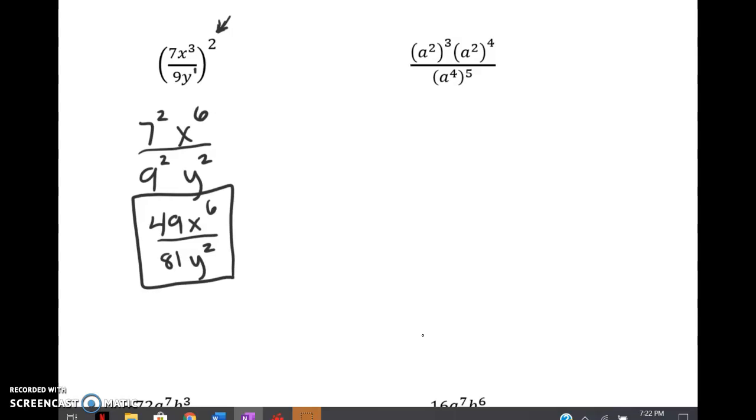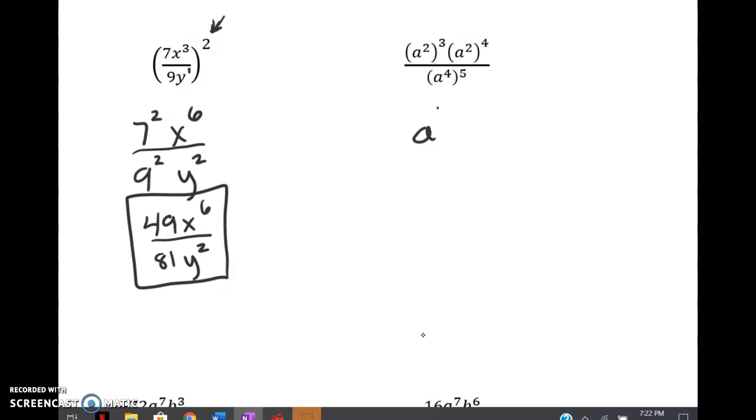We have the a's, lots of a's. So we're going to make that a to the 6th, because that's 3 times 2 there. Then we're going to have times a to the 8th. That was the 2 times the 4 there. All over a to the 20th. That was the 4 times the 5 there.